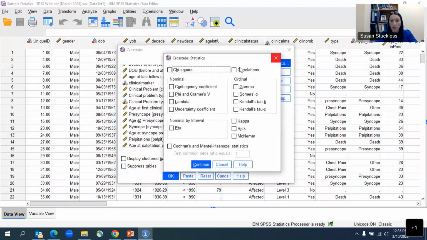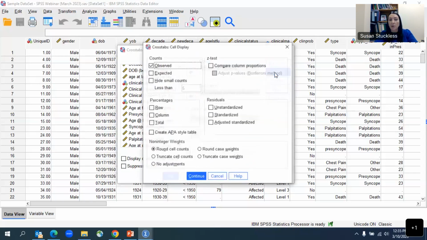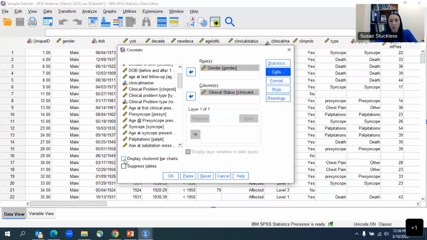So we're going to go into statistics and chi-square. And this is where the phi and Cramer's V come in when we talk about the effect size. Then within our cells, you can have row percentages, column percentages, total, that type of thing. I'm actually going to just choose row for this right now, and I'll show you what it means to read it when it comes out. I'm going to continue, and I'm going to display the bar charts. So I'm going to go okay.